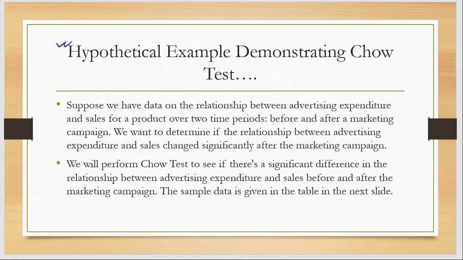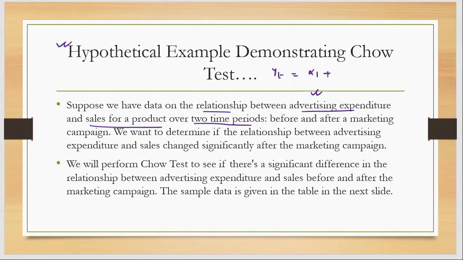See here that suppose we have the data on the relationship between advertising expenditure and sales of a product, right? Advertising expenditure and sales of a product over two time points. So basically, sales depends on the advertising expenditure. Sales is the output variable, basically. Y is the sales at the time point.